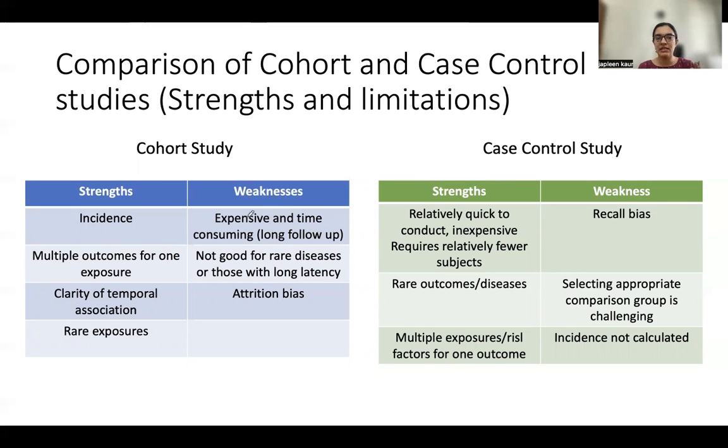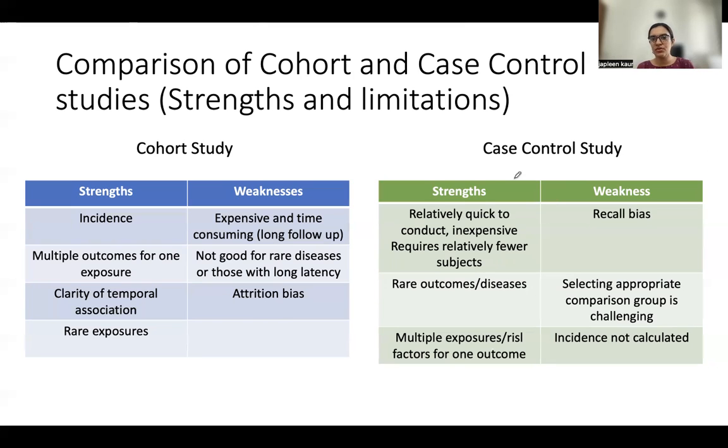But the weakness is that it is expensive and time consuming, and you need a long follow-up. Some diseases may take a long time to develop. So it's not good for rare diseases or those with a long latency. For example, AIDS may develop after 10 years of HIV. Sometimes if you keep following those patients for 10, 15 years, it may not always be possible, and it becomes expensive and time consuming. Then again, keeping track of those patients for 10 years, they may move out, they may just lose interest. So there is a high risk of attrition bias, that is, a failure to follow.